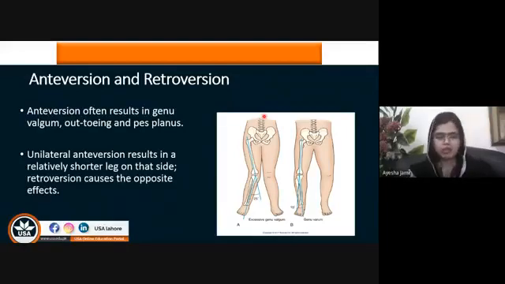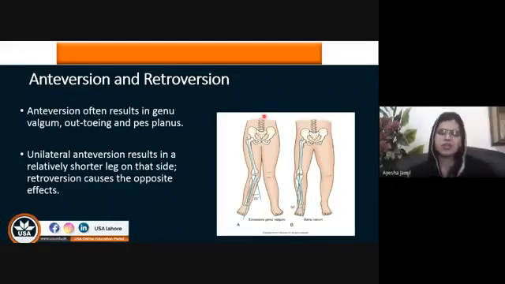Whenever there is scoliosis, it results in an imbalance of the muscles surrounding the lateral aspect of the spine. Obviously, firstly there will be functional scoliosis, which ultimately, if uncorrected or untreated, will lead to structural scoliosis.